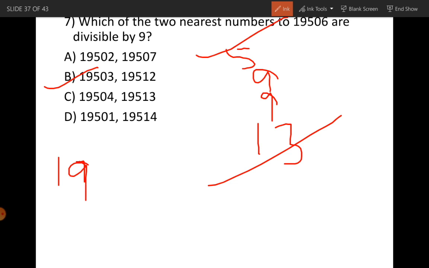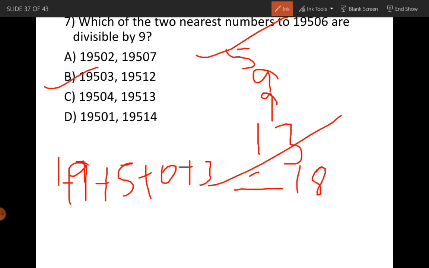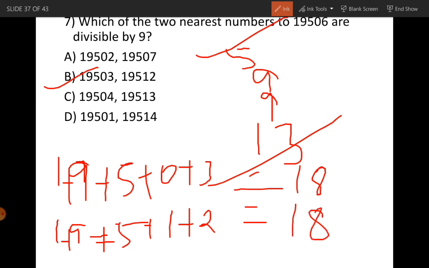19,503: 1 plus 9 plus 5 plus 0 plus 3 is 10, 15, 15 plus 3 is 18. So this is divisible by 9. And the next number is 19,512: 1 plus 9 plus 5 plus 1 plus 2, 1 plus 9 is 10, 10 plus 5 is 15, 16, 17, 18. This is also 18. So both of these numbers are divisible by 9.